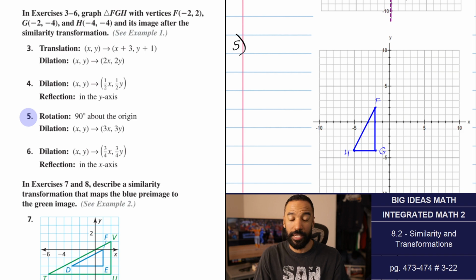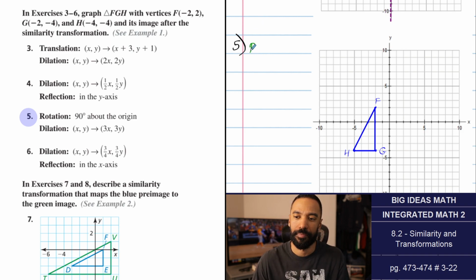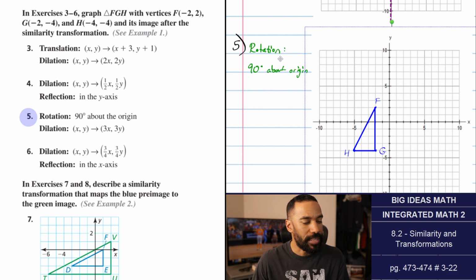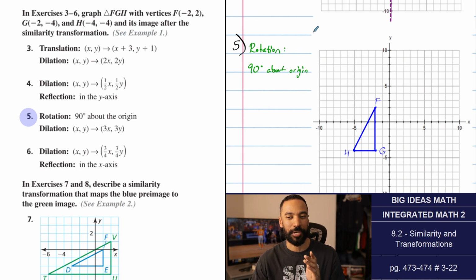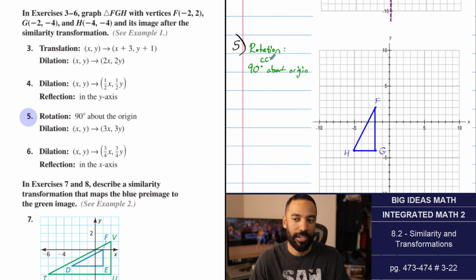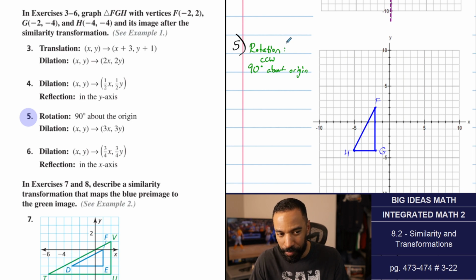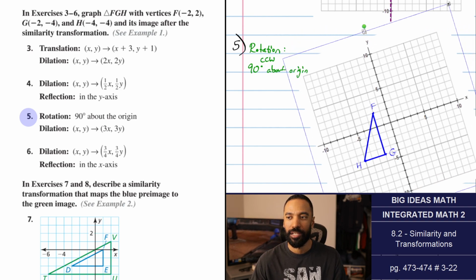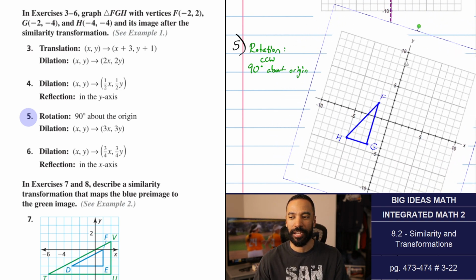All right, number 5, let's begin with rotation. Rotations are hardest to really talk about, but we'll do what we can. 90 degrees about the origin. That means the origin is basically my center. Oh, they didn't mention, by the way, direction. If I recall, the default direction of rotation is counterclockwise. If they don't tell you the direction, assume counterclockwise. So imagine this kind of rotation like that.